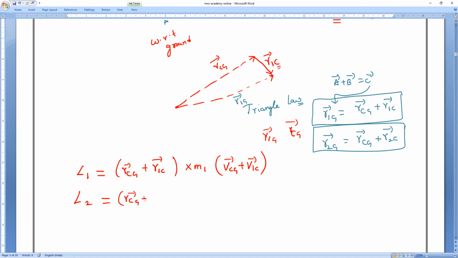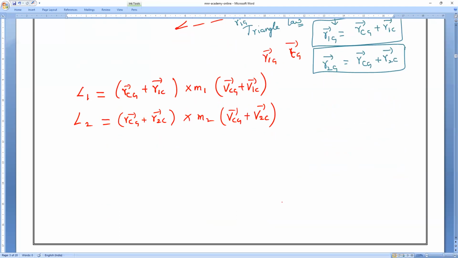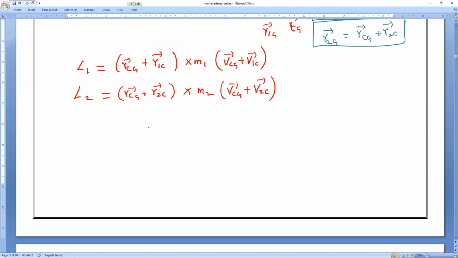RC with respect to ground plus R2C with respect to center, into M2, into VC with respect to ground plus V2C with respect to center. Am I right, everybody? Are you clear? All of you understanding? You all should speak. Yes, that's all it is.